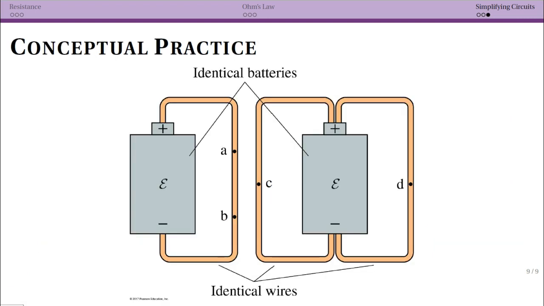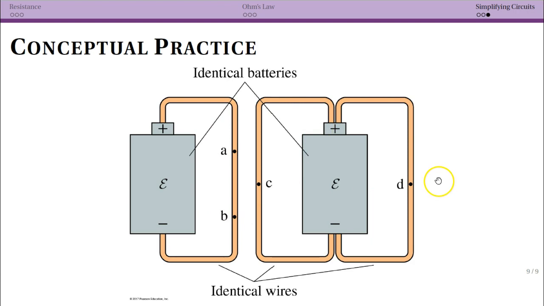So let's do some quick conceptual practice thinking about Ohm's law and some circuits. We have two different circuits here. We have identical batteries. We have this one circuit on the left with one battery and one wire. We have a circuit on the right with one battery and 2 wires. What we want to do is compare the current through these 4 labeled points.